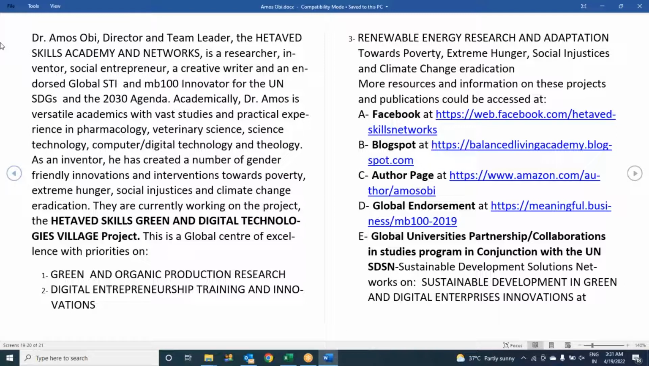We also research digital entrepreneurship for trading and innovation, then renewable energy research, which could be adopted. On this note, our contacts are there.